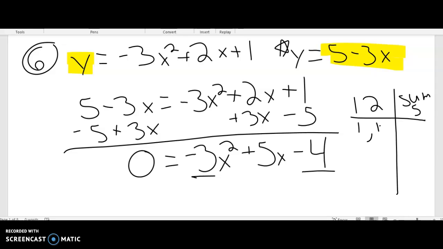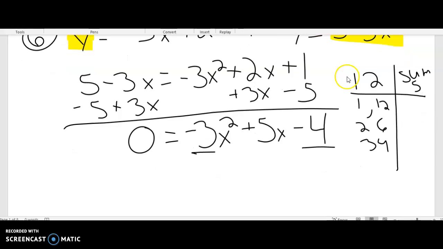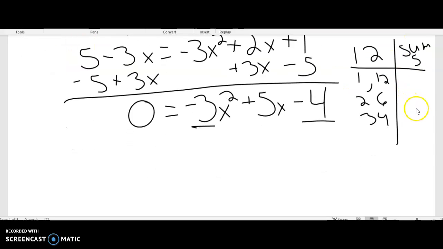We've got 1 and 12. We've got 2 and 6. We've got 3 and 4. That's all we have. This is not factorable by whole integers. So that means that we get to use our quadratic equation.